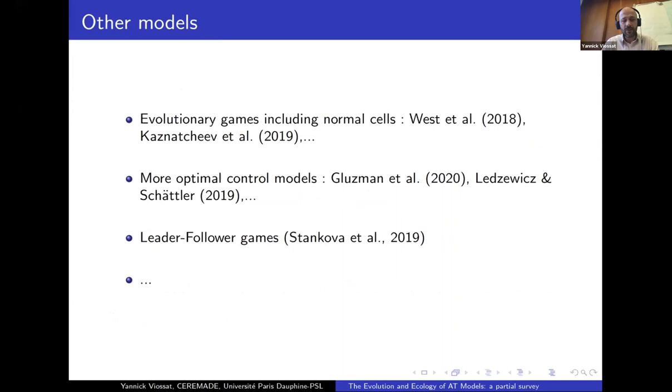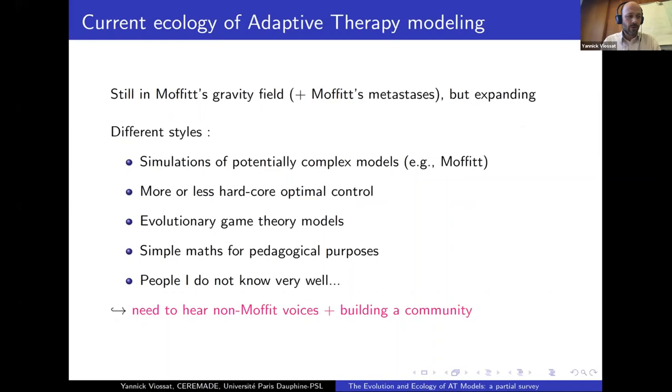Now, I want to say a bit about the current ecology of adaptive therapy modeling. I would say that we are still pretty much in Moffitt's gravity field. If I include Moffitt's metastasis, I mean people who have been at Moffitt and are no longer there, but the field is expanding and there are different styles. Some people are doing mostly simulations, some people are doing optimal control, sometimes quite tough to understand for other people, such as evolutionary game theory. There are people like me, or also maybe Elsa Hansen, who are trying to use simple mathematics to explain simple things with some pedagogical purposes.